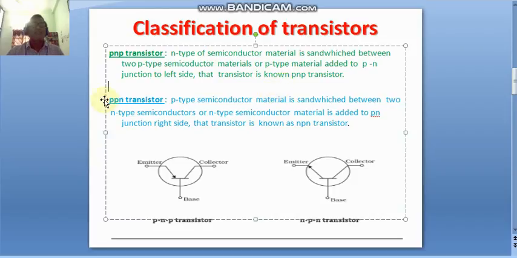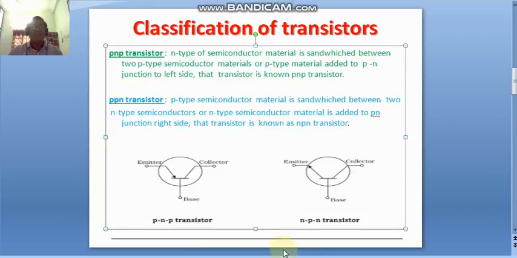Similarly, the NPN transistor. If P-type semiconductor material is sandwiched between two N-type semiconductors, that is one process. Or an N-type semiconductor is added to the PN junction diode on the right side, then it is known as an NPN transistor. If you observe this diagram, this is the PNP transistor. The second diagram represents the NPN transistor.